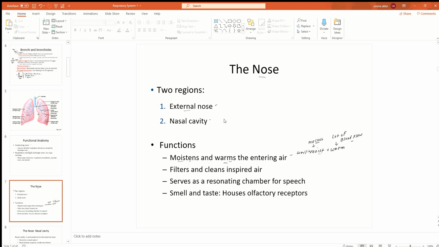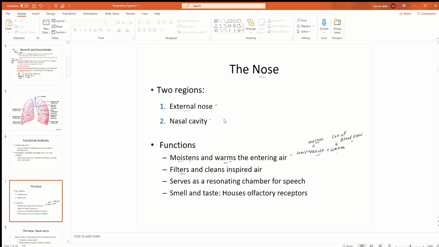So when the air comes into contact with the moist and warm surface of the wall of the nasal cavity, the entering air will get moist and warm, which is very important actually. In cold weather, if you inhale cold, dry air and it directly goes to the lung, it can cause infection in the lung and pneumonia. So that actually helps to make the cold air warm before it enters into the lung.